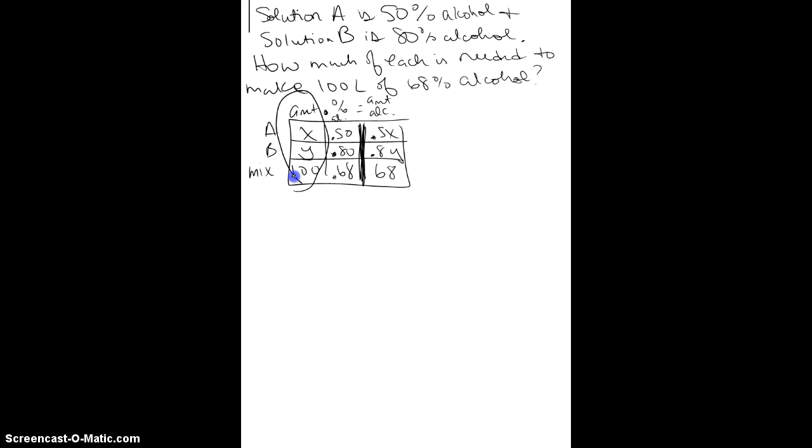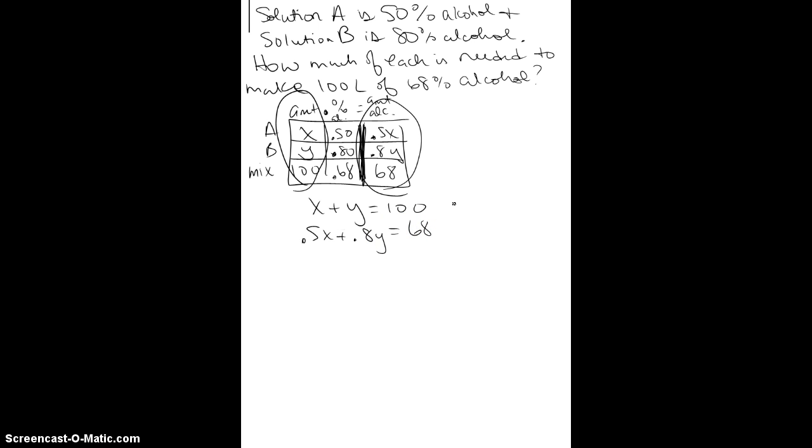This equation is your total equation. That's my total amount of liquid. And this is my total amount of alcohol, so it's kind of like the value of it. Like I'm focusing on the alcohol content of this chemical. So I get 60. All right.